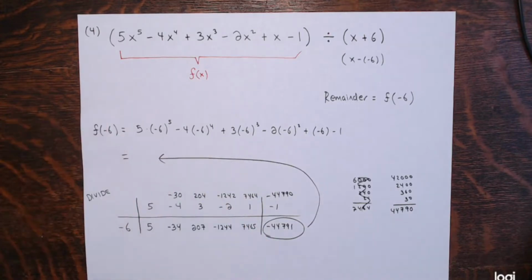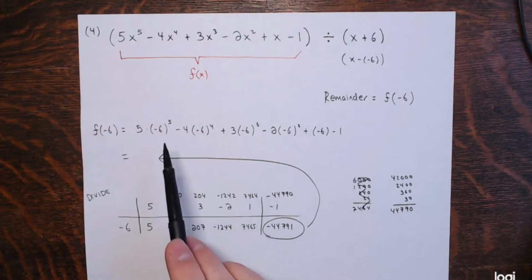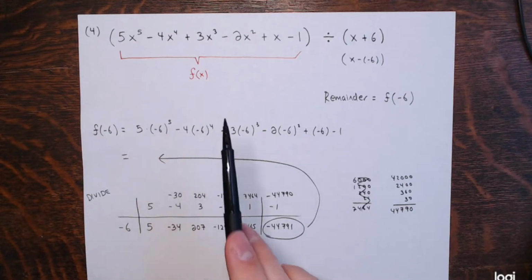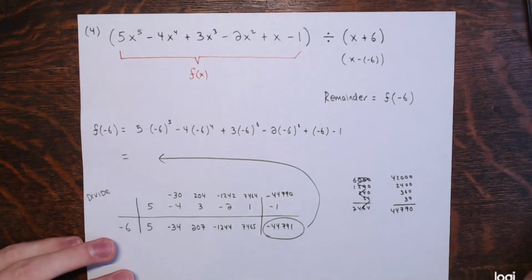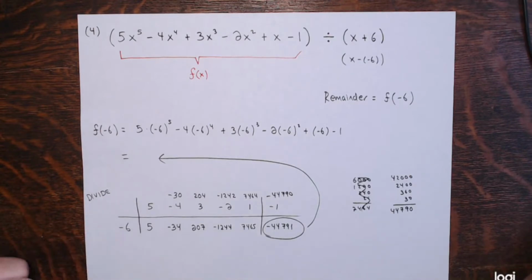Now, yeah, the numbers got large and annoying, but I think it's better than doing 6 to the 5th and then 6 to the 4th and 6 cubed and all that, and then multiplying and adding. And you know what? Just to be honest here, let me keep myself honest. Let's go to a calculator and punch this in.